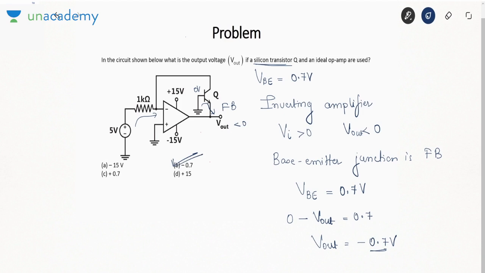We don't need to know whether the transistor is in active region or saturation region, but we know base emitter junction is forward bias. So there are two possibilities, either the active region or the saturation. In both the cases, VBE will remain as 0.7 volt. Okay.